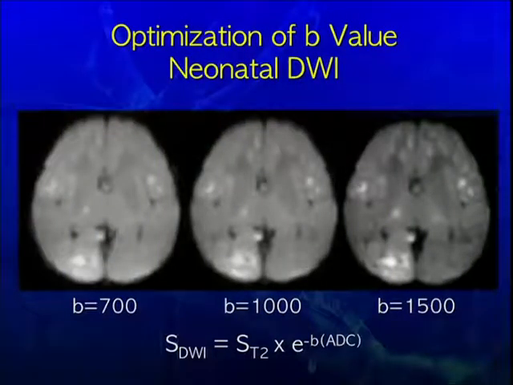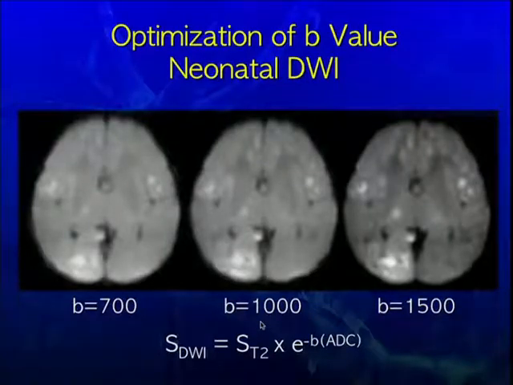Another point to make about the database: we chose a b-value of 1,000 because it's standard across both adult sites. Some people have asked me, why don't you use lower b-values such as 700 or 500, because that's supposed to be better data for neonates. And it depends what you want to do with the data.